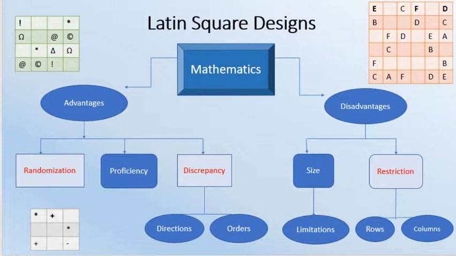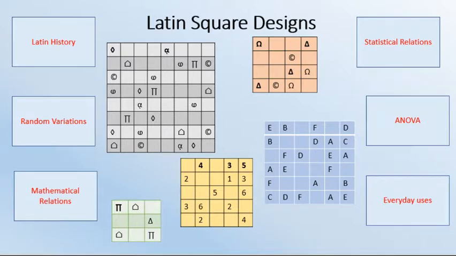Some of the statistical relations to Latin square designs would be ANOVA. Latin square analysis of variance allows data to be presented in each section once, with strong avoidance of reoccurrence. So it is definitely a good method to use in statistics.